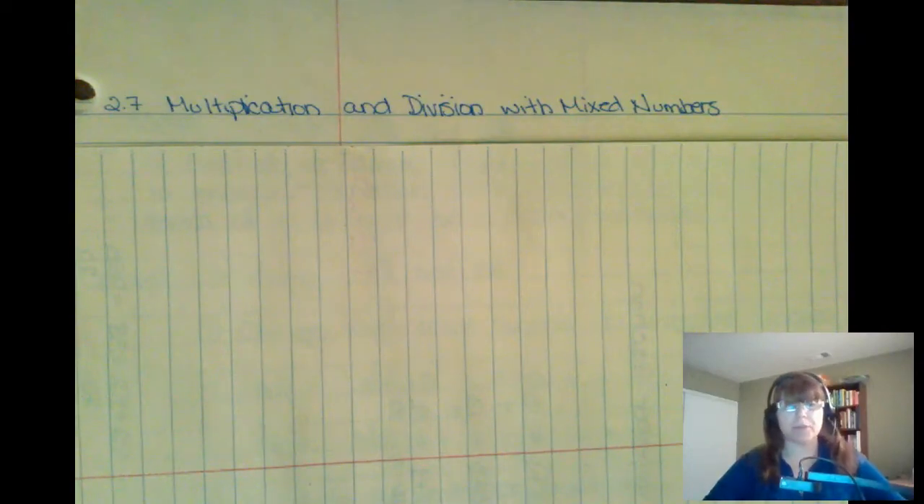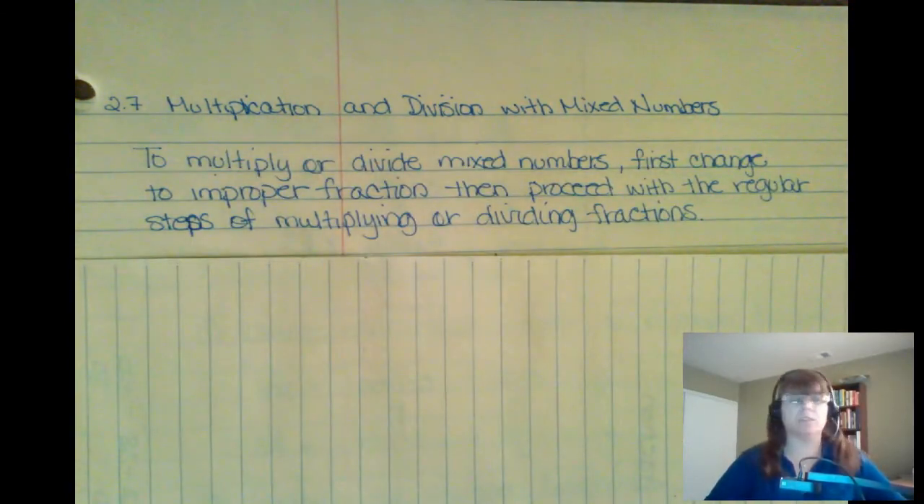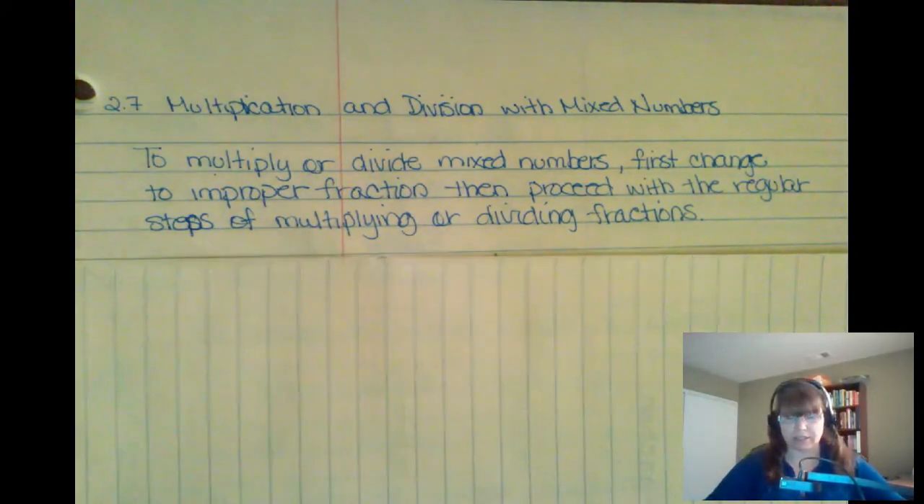Welcome to Lecture 2.7, Multiplication and Division with Mixed Numbers. Now this topic may sound a little confusing, but really the only thing that we're going to do differently between mixed numbers and fractions when we multiply and divide is we need to change it to an improper fraction first. So to multiply or divide mixed numbers, first we change it to an improper fraction, then we proceed like regular steps of multiplying or dividing fractions.